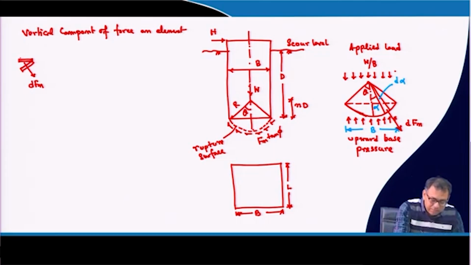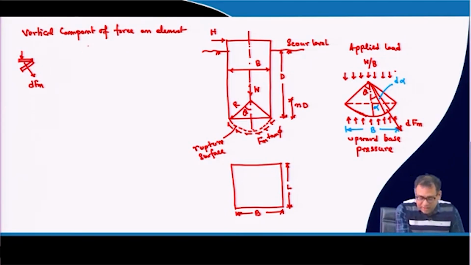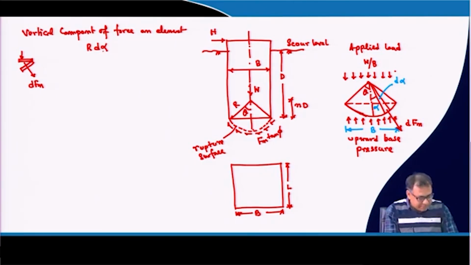So, that means the vertical component of force. So, this is the normal. So, vertical component of that force on this element. Okay. So, that will be the total force; this is R and d alpha. So, that is the element. Okay. So, what will be that element length? So, R is the radius and the angle is d alpha.